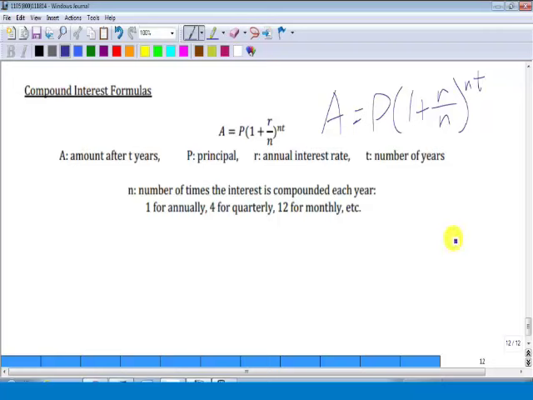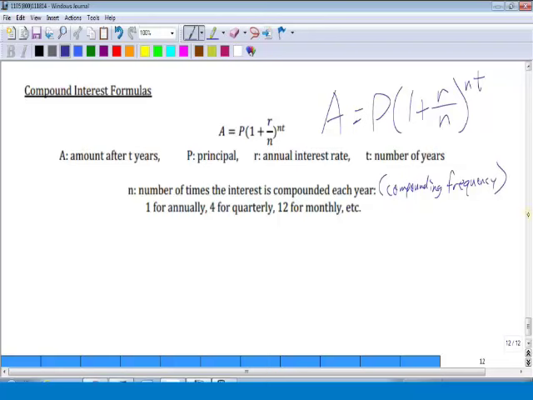N, I like to call the compounding frequency. Compounding frequency is exactly as it says here. It's the number of times interest is compounded, or basically calculated and paid to the account every year. If it's quarterly, it's 4 times a year. If it's monthly, it's 12 times a year, so N equals 12. If it's annually, it's just once a year, so N equals 1.